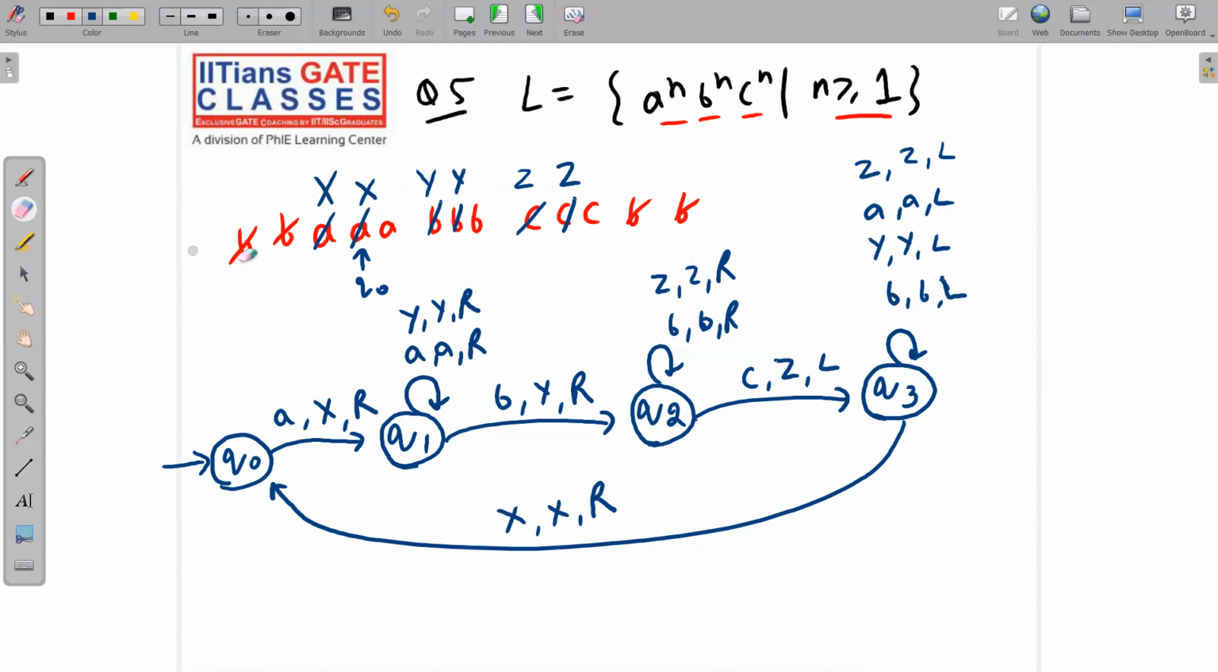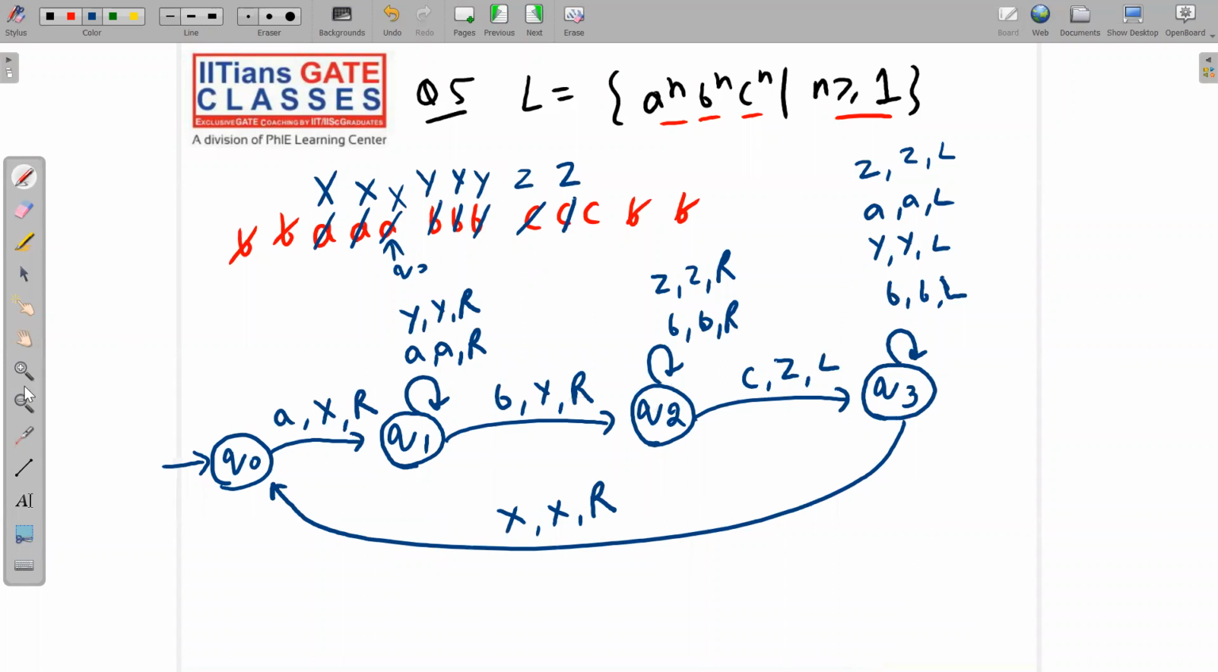So now see here carefully. Q0 will read this A. So this A will be converted to X, and it will move towards the right. Q1 will ignore these Y's. It will keep on moving towards the right. Now as soon as Q1 finds the B, that is, as soon as B is read from the tape, the read write head will write the Y, or it will replace the B by Y, and it will move towards right.